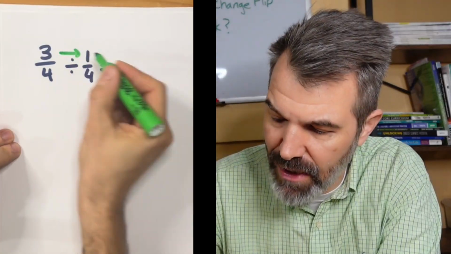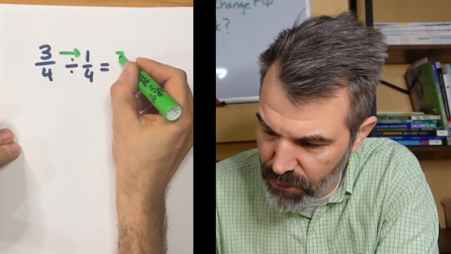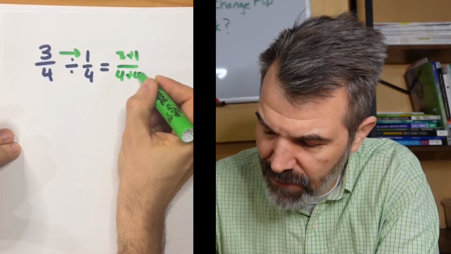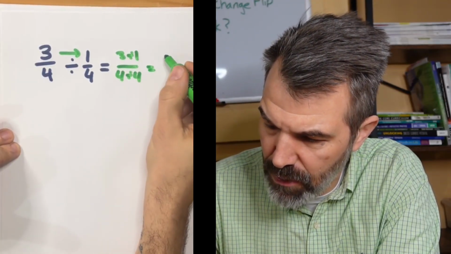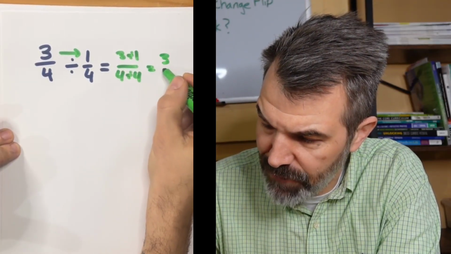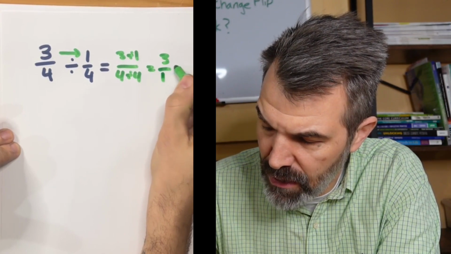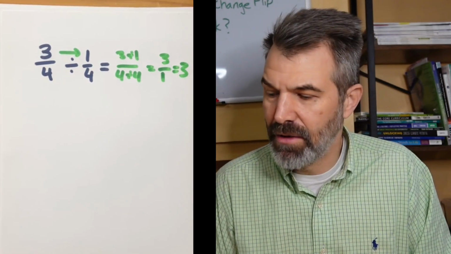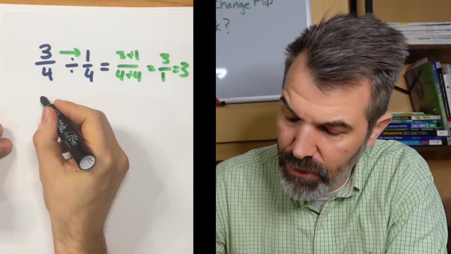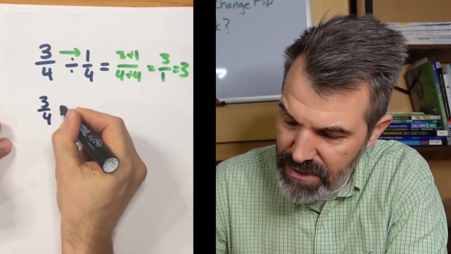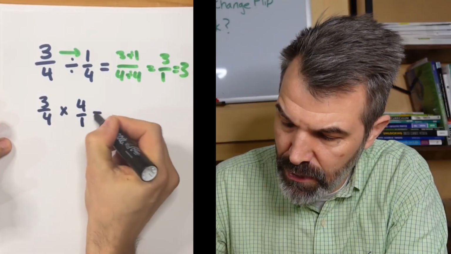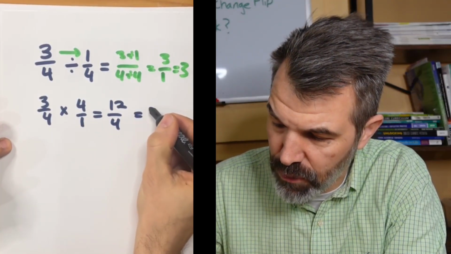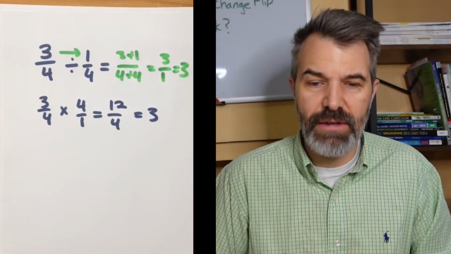Does it work? 3 divided by 1 and 4 divided by 4. Let's take a look, see if it works. 3 divided by 1 is 3, and 4 divided by 4 is 1, and that equals 3. And if I look over to here again to check and see, is that true? I'm looking over here, 3/4 times 4 over 1. 3 times 4 is 12. 4 times 1 is 4. 12/4 is 3. So we can divide straight across.